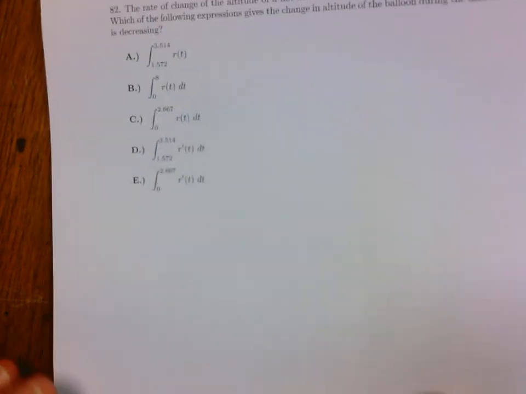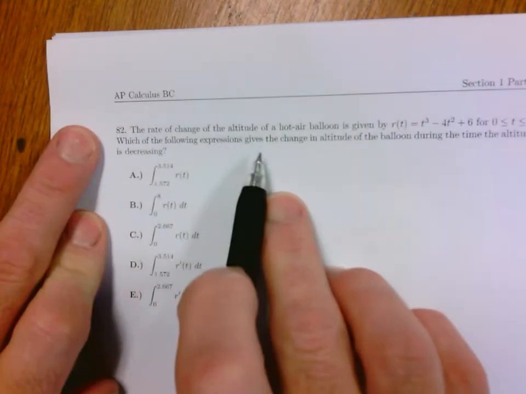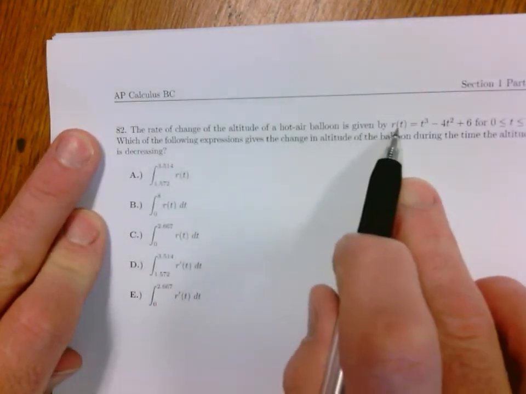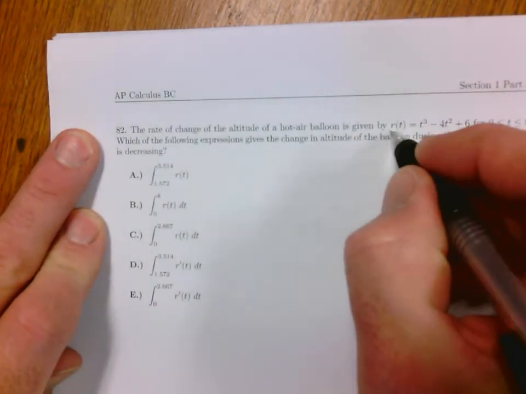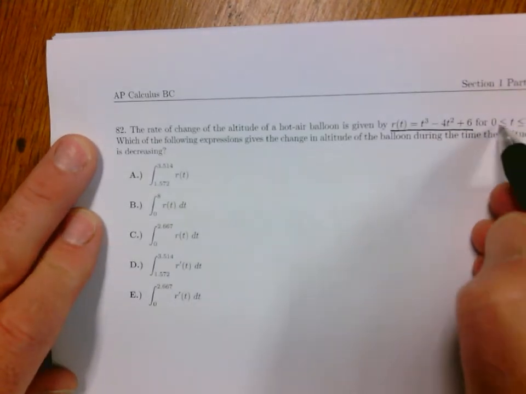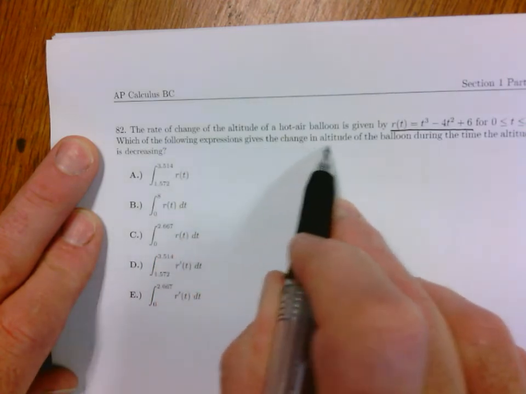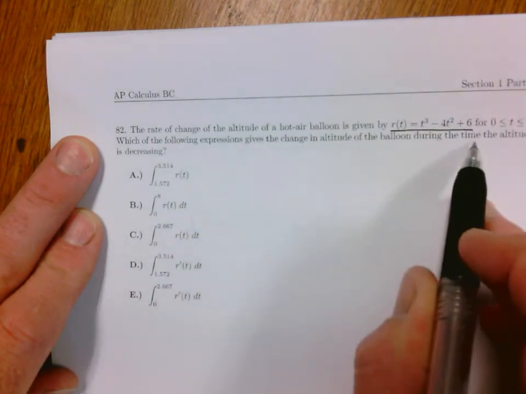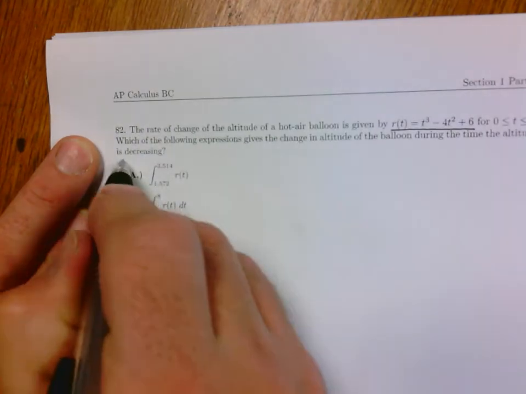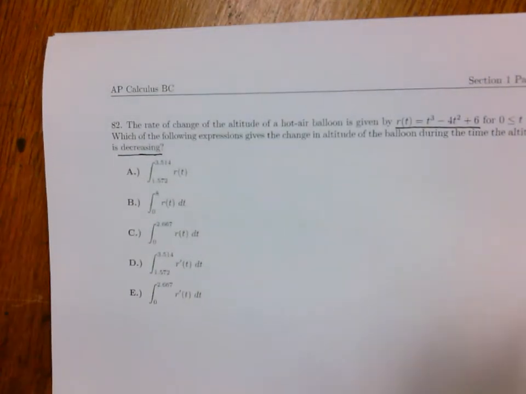Okay, a couple more. 82. The rate of change of the altitude of a hot air balloon is given by this. Once again, this is the rate, so this is the derivative of whatever the position function is, from 0 to 8. Which of the following expressions gives the change in altitude of the balloon during the time the altitude is decreasing? So if it's decreasing, that means the derivative is going to be negative.